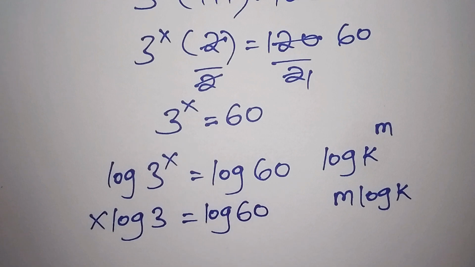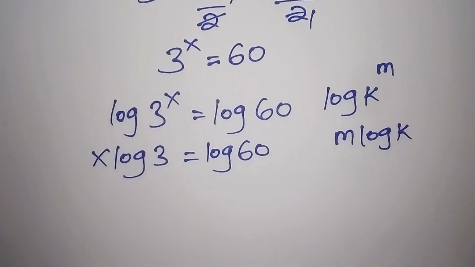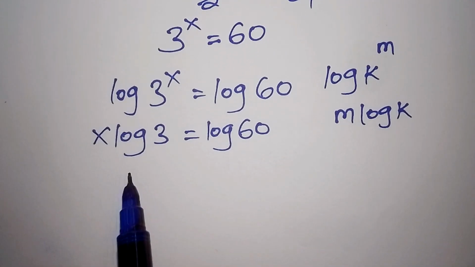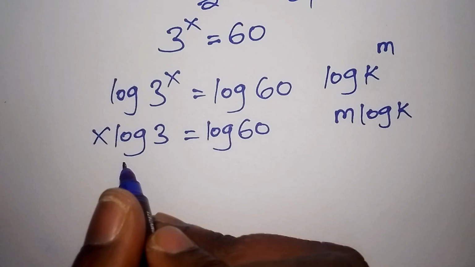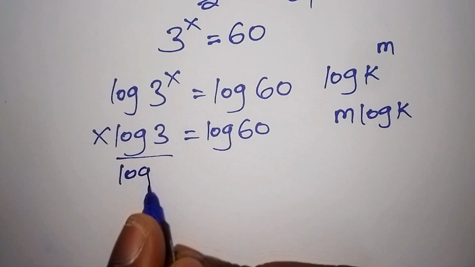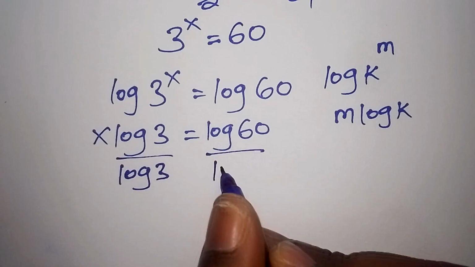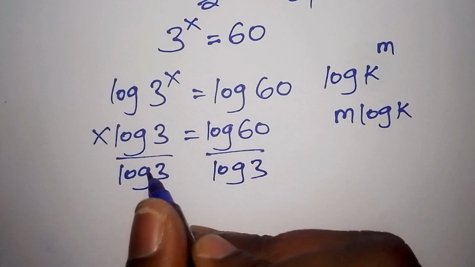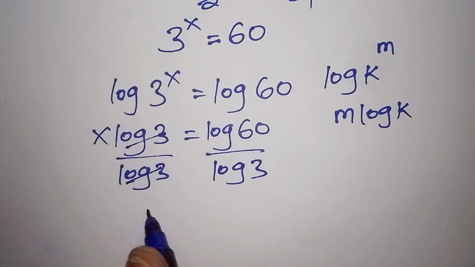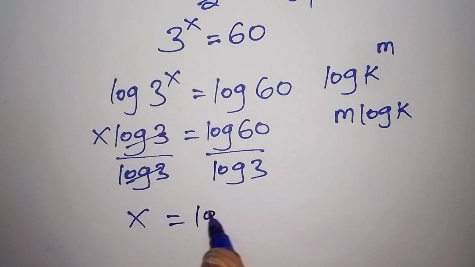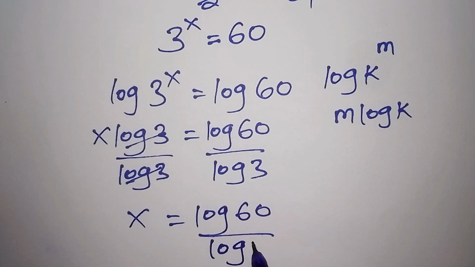For us to remain with x alone on this side, we shall have to divide both sides by the log of 3. So here divide by the log of 3, then also this side by the log of 3. The log 3 and log 3 cancel. So now x is equal to the log of 60 all over the log of 3.